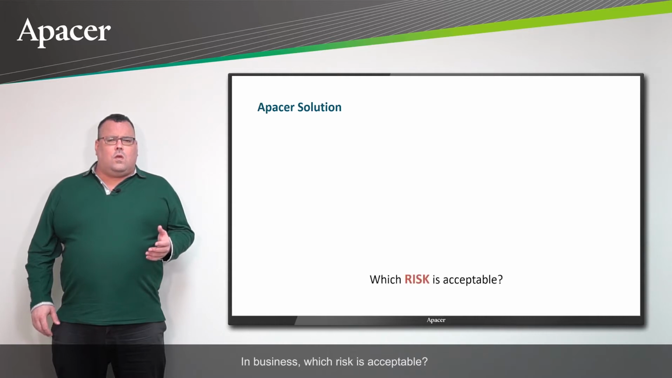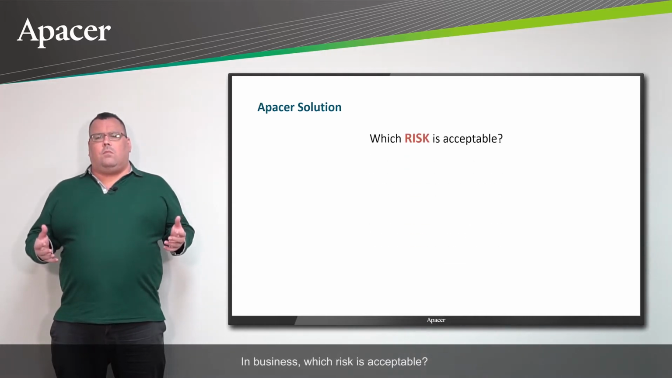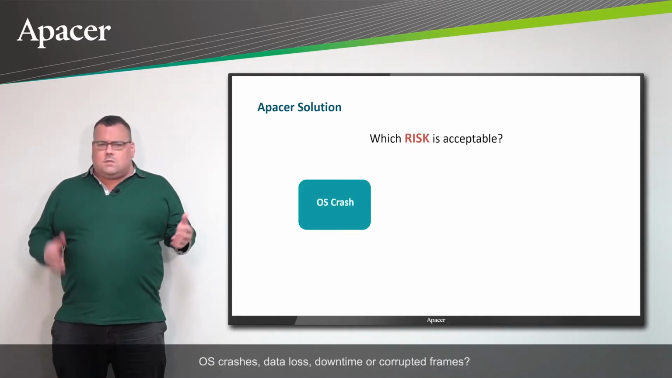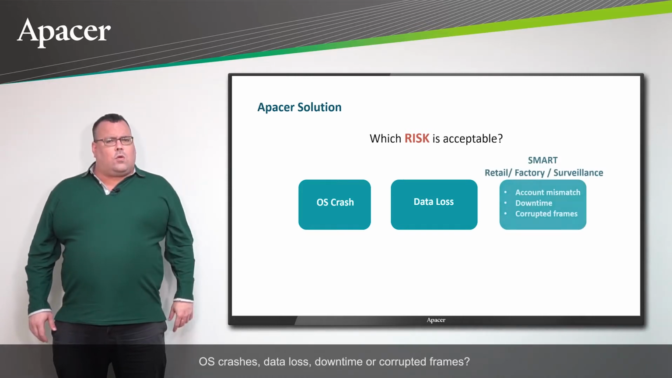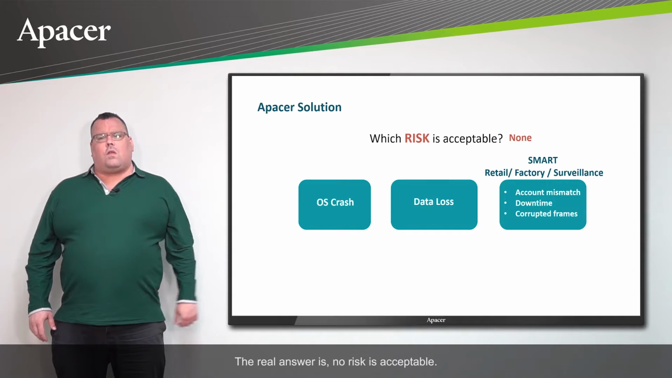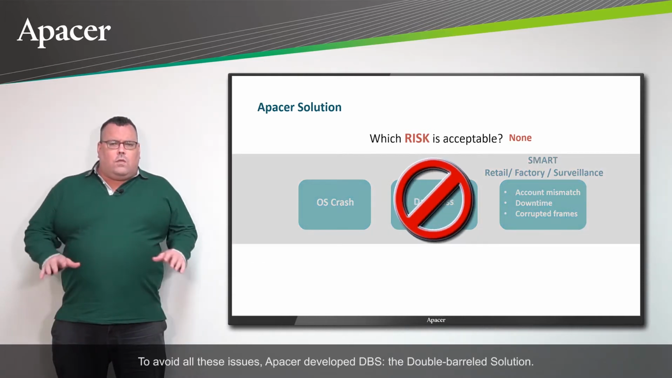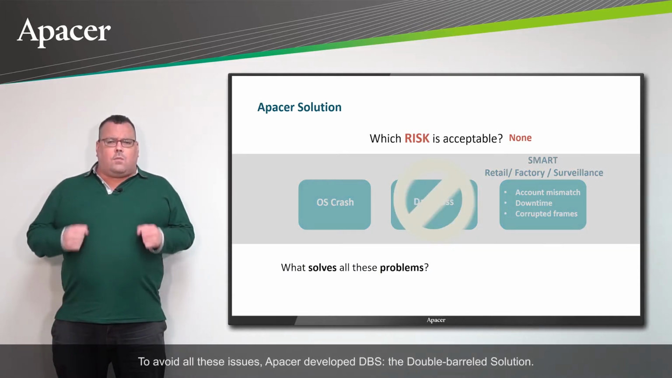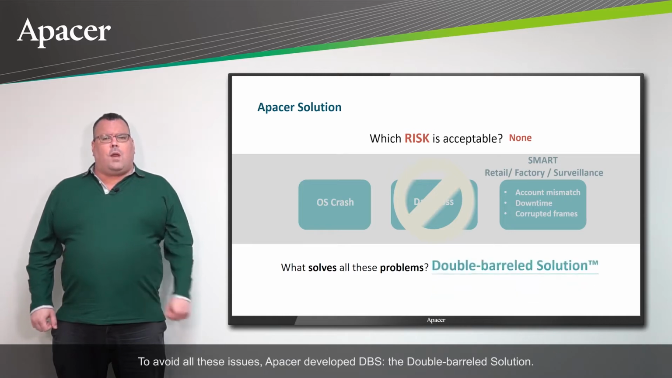In business, which risk is acceptable? OS crashes, data loss, downtime, or corrupted frames? The real answer is no risk is acceptable. To avoid all these issues, Apacer developed DBS, the double-barreled solution.